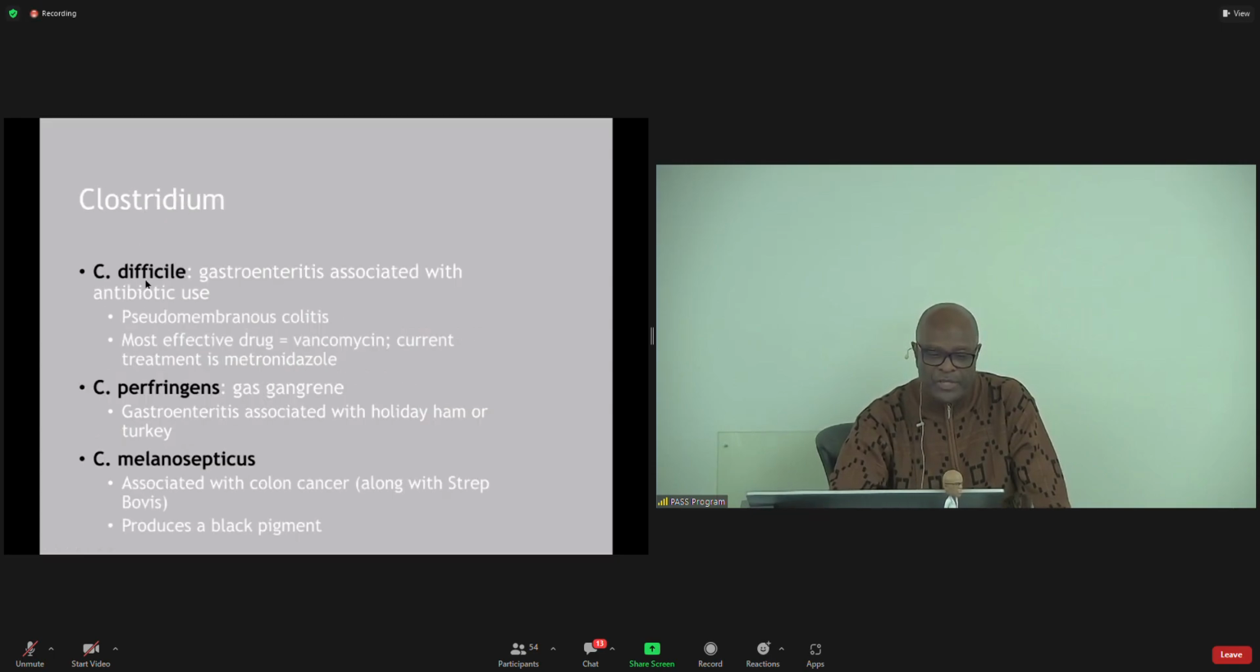Clostridium difficile, C. difficile, gastritis associated with antibiotic use. We talked about it twice already. Most effective antibiotic now, remember, vancomycin. We don't use metronidazole, so I gotta erase this now. We don't use metronidazole at all anymore. The disease is called pseudomembranous colitis.